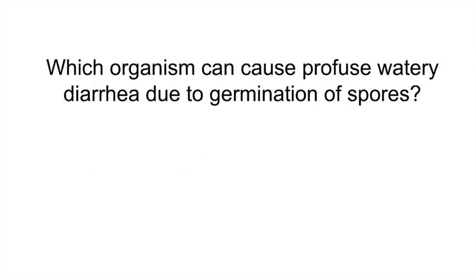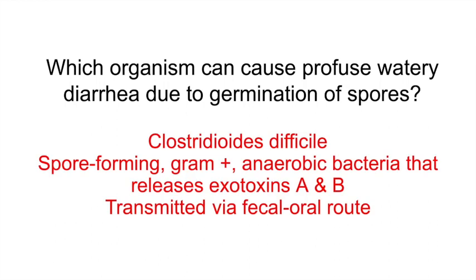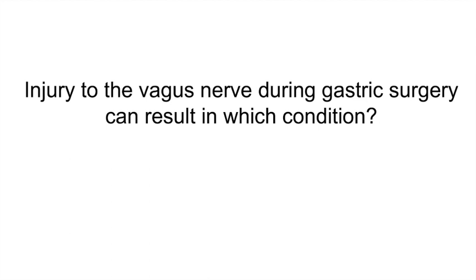Which organism can cause profuse water diarrhea due to germination of spores? C. difficile. So recall that this organism is spore-forming, gram-positive, and an anaerobic bacteria. It releases exotoxins A and B, and it is transmitted through the fecal-oral route. Injury to the vagus nerve during gastric surgery can result in which condition? Gastroparesis.